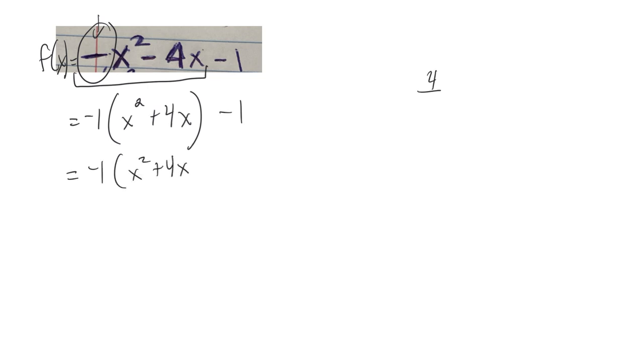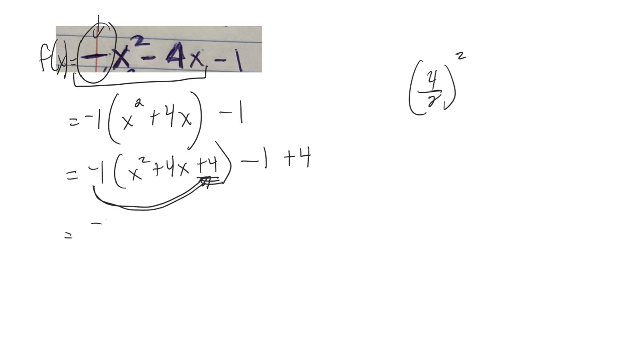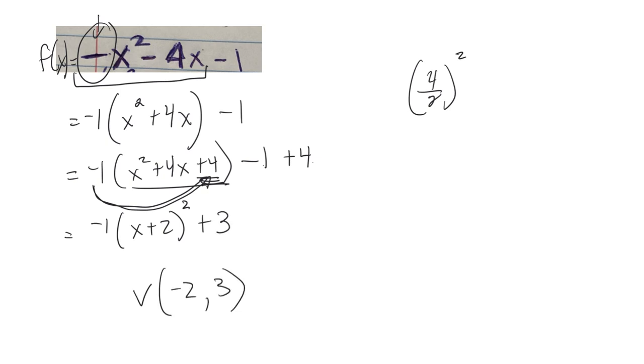So 4 divided by 2 squared is 4. So I add 4 here. Okay, and then I have this -1. But this plus 4 here is actually a -4 because of that -1 out front. So to compensate for this -4, I put a +4 out here. Okay, so I'm going to have -1. I'll factor this. It'd be x plus 2 all squared. -1 plus 4 is a +3. So the vertex will be -2 and +3.